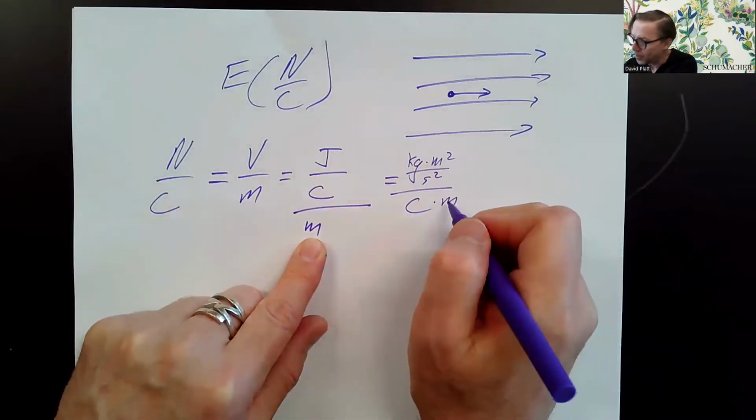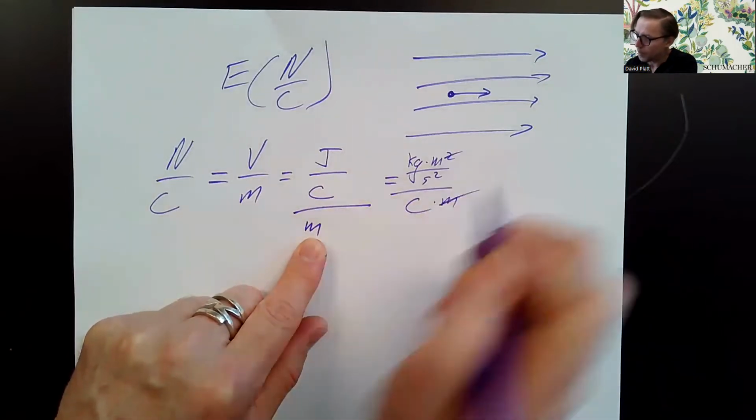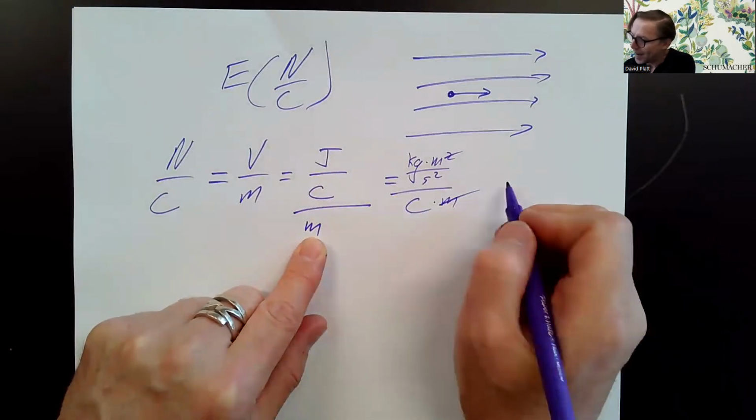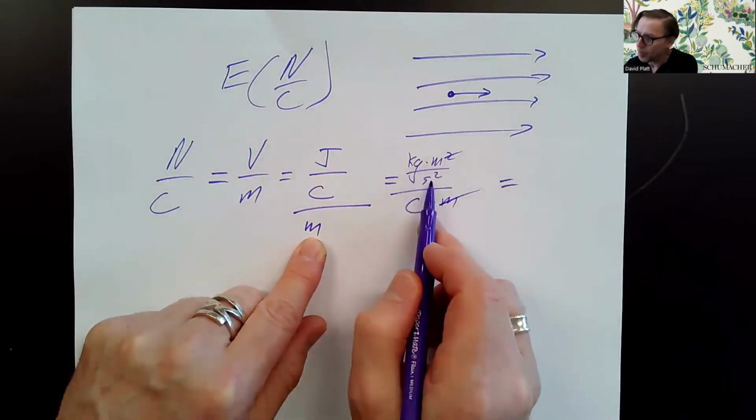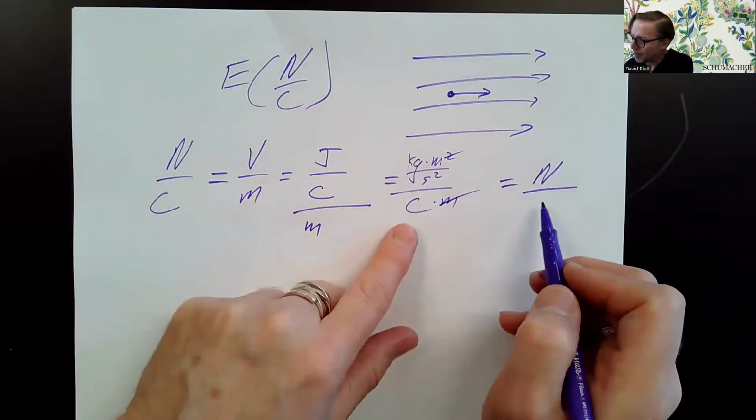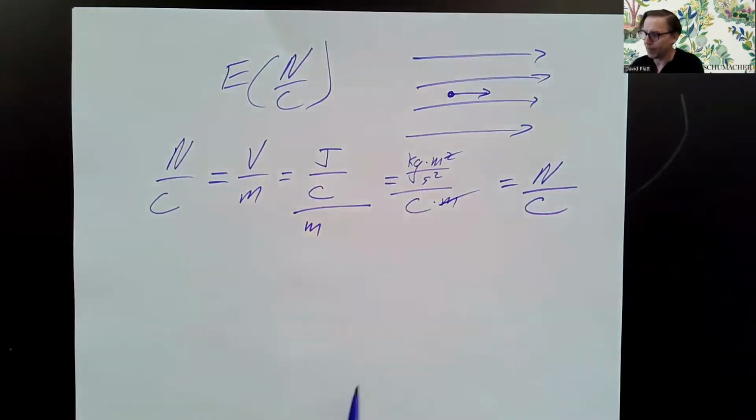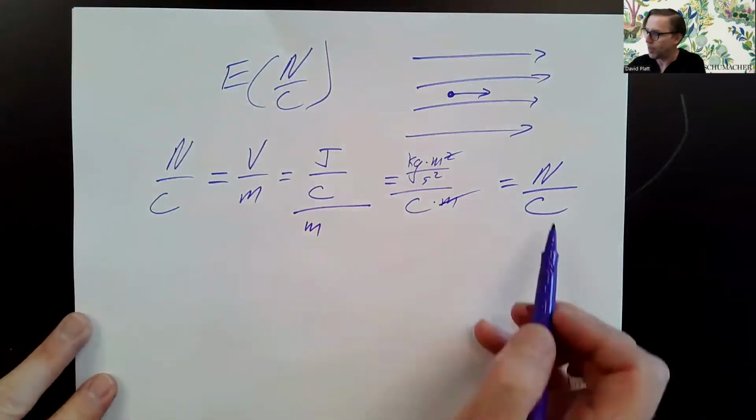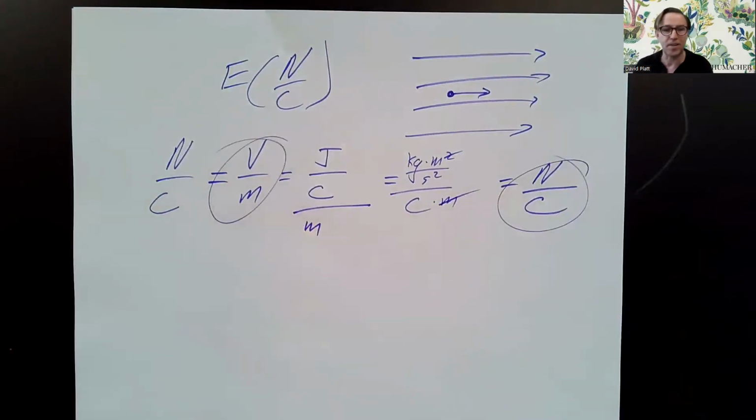And do you see that this meter and one of these go away? And what is a kilogram times meter per second squared? That's a Newton. And I'm left with coulombs. So I've proven it to you that newtons per coulomb and volts per meter are equivalent units.